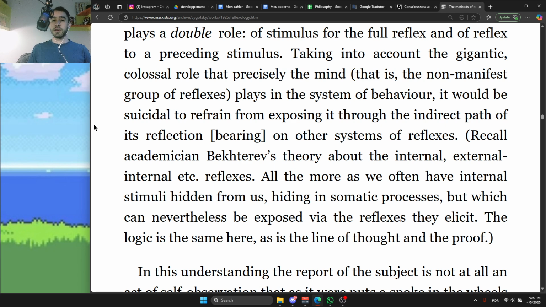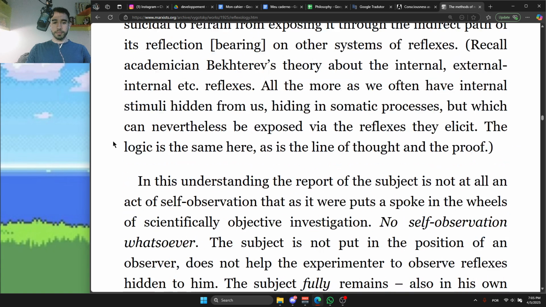Recall academician Bekhterev's theory about the internal and external reflexes, all the more as we often have internal stimuli hidden from us, hiding somatic processes, but which can nevertheless be exposed via the reflexes they elicit. The logic is the same here, as is the line of thought and the proof.